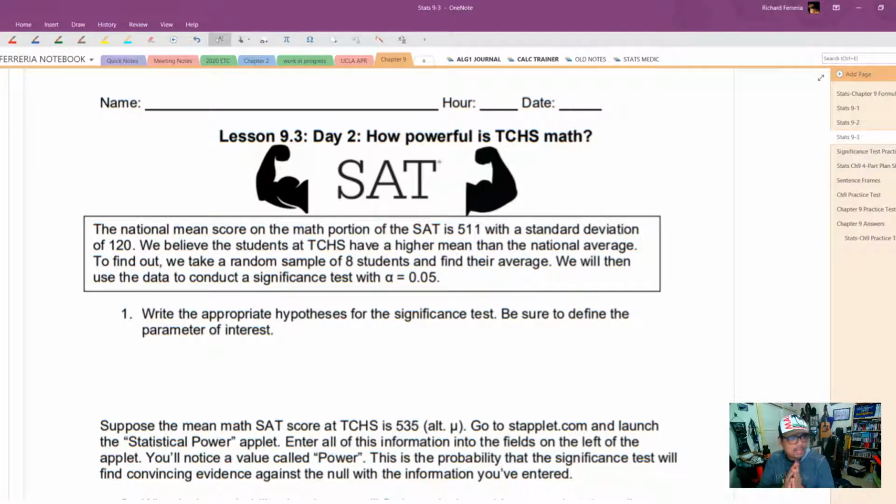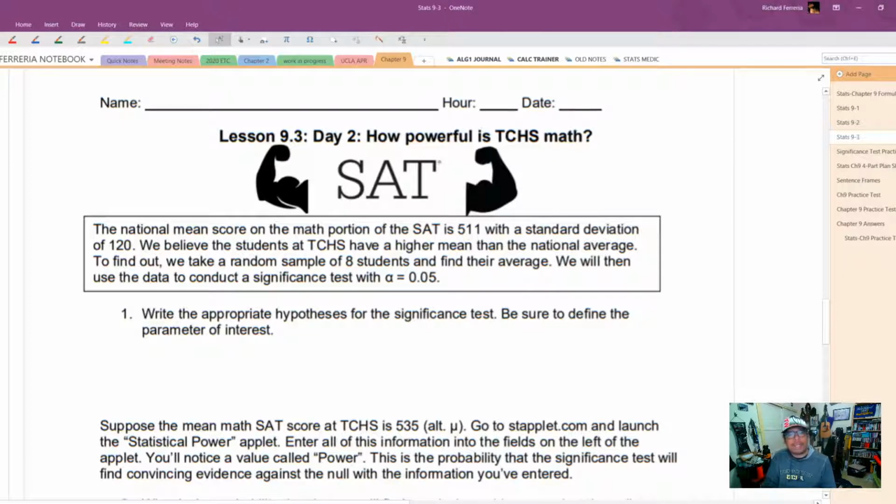So the mean score on the math portion of the SAT is 511, with a standard deviation of 120. So we believe that students at Taft High School have a higher mean than the national average. I mean, of course we do. To find out, we're going to take a random sample of 8 students and find their average. And then we're going to use that data to conduct a significance test at the 5% level.